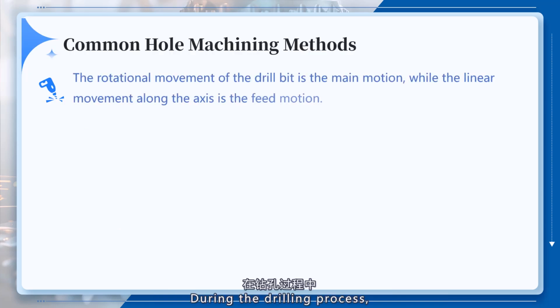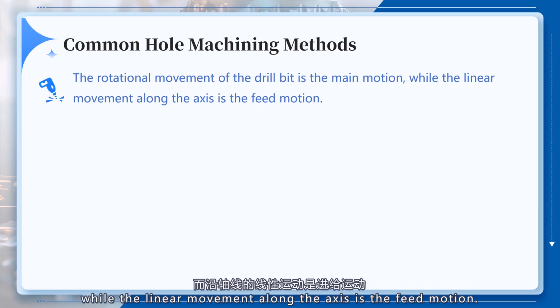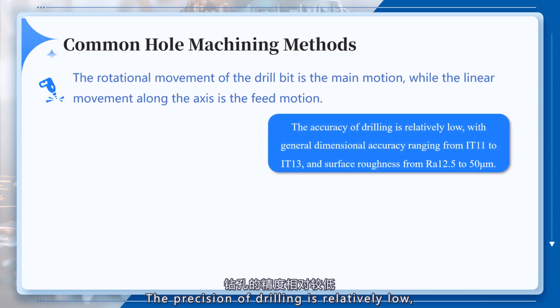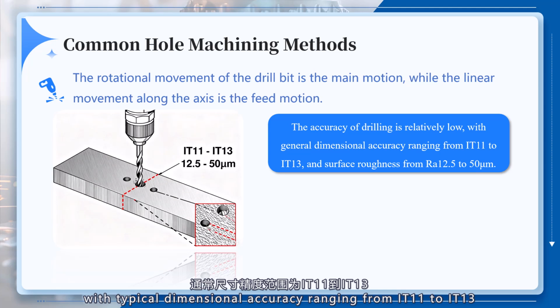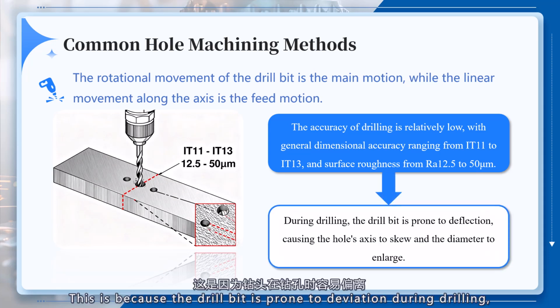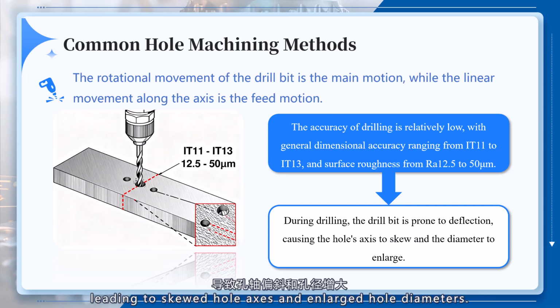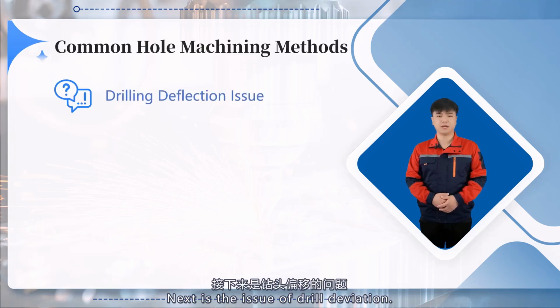During the drilling process, the rotational movement of the drill bit is the primary motion, while the linear movement along the axis is the feed motion. The precision of drilling is relatively low, with typical dimensional accuracy ranging from IT11 to IT13 and surface roughness Ra between 12.5 to 50 micrometers. This is because the drill bit is prone to deviation during drilling, leading to skewed hole axis and enlarged hole diameters. Next is the issue of drill deviation.